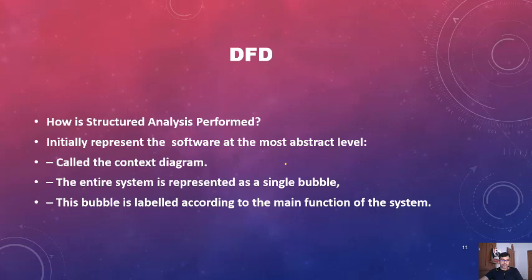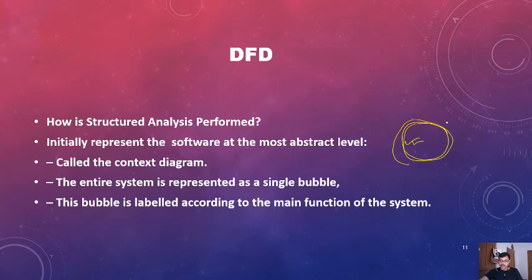How is structured analysis performed? Initially, we represent the software at the most abstract level, that is called context level. So when we start the data flow diagram, we first draw the context level, or sometimes it is called level 0 diagram. The entire system is represented as a single bubble. This bubble is labeled according to the main function of the system.